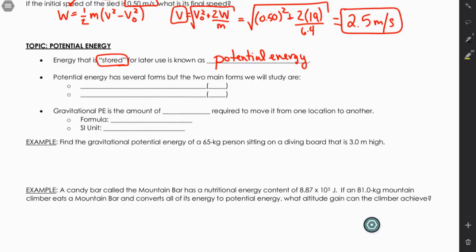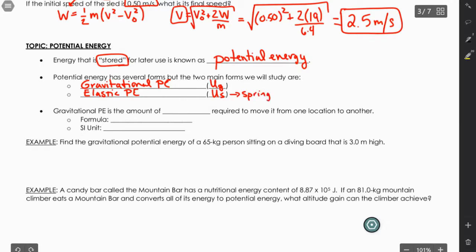The two big ones that we're going to look at here are what is known as gravitational potential energy, which we call U sub G. And then the second one is going to be elastic potential energy, which is going to be U sub S. The reason why I call it U sub S is because this is going to be the spring force. And then this will be essentially the weight, or the gravitational pull.